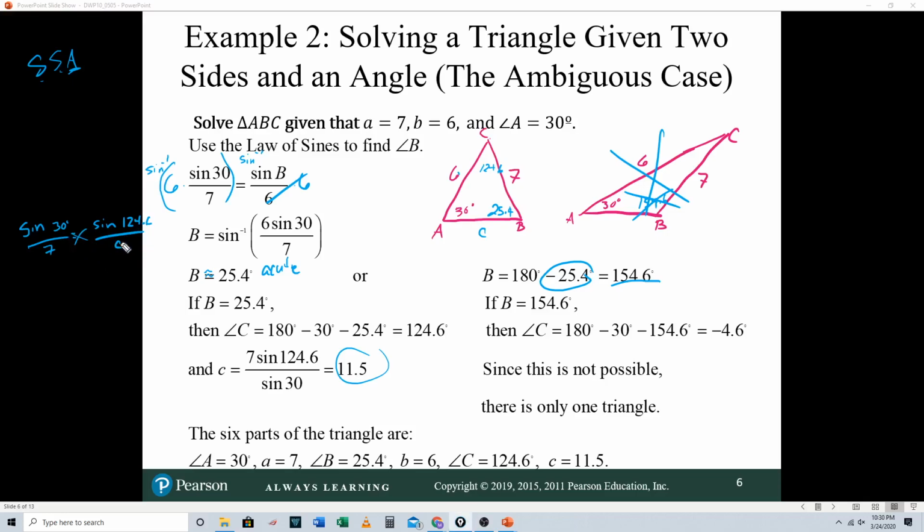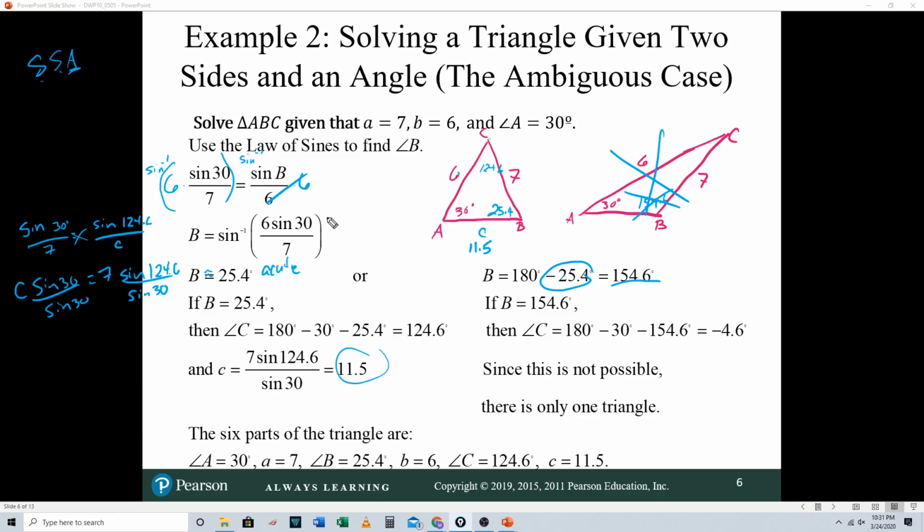Cross multiply. Anytime you have your variable in the denominator, just cross multiply. So C sine of 30. And you're going to do this enough that you can skip this step, because anytime this happens, you're going to flip the fraction and then multiply by this. That's another way to do it. It's just a pattern that comes up, and if you identify that pattern and use it, it's fine. So we have C sine of 30 equals 7 sine of 124.6. So lastly, divide by sine of 30. That's what we have right here. You get 11.5. So 11.5 approximately.